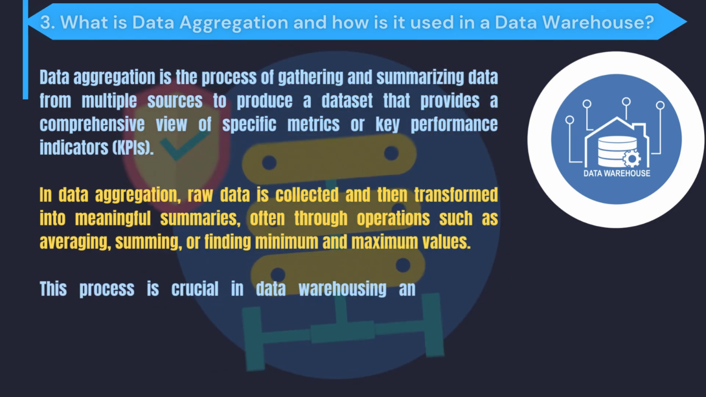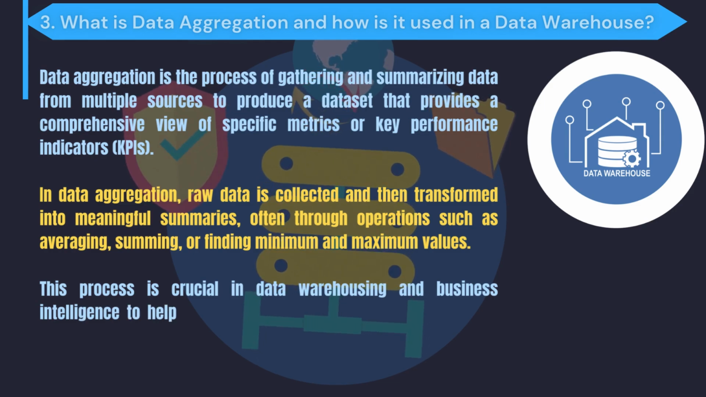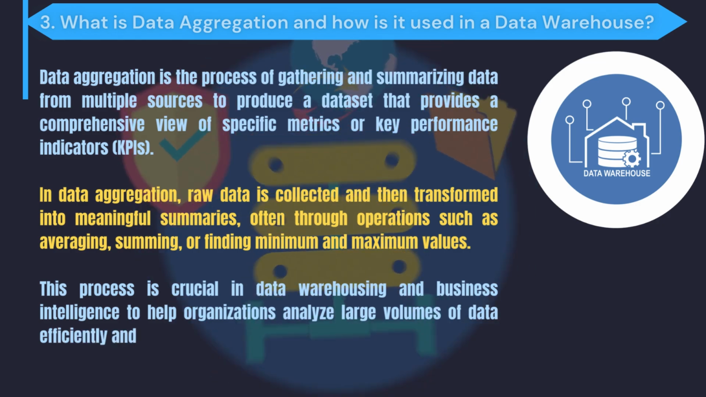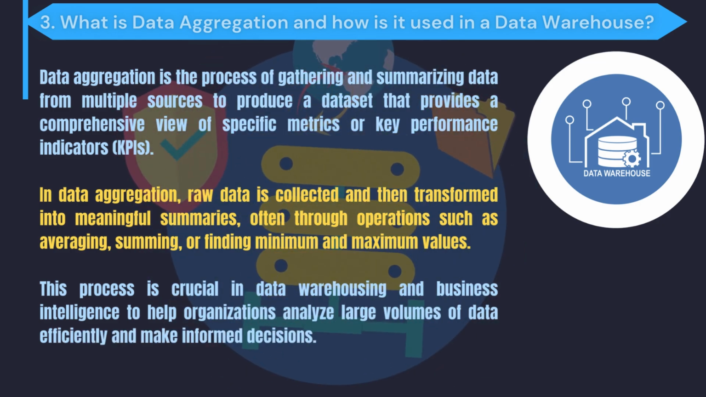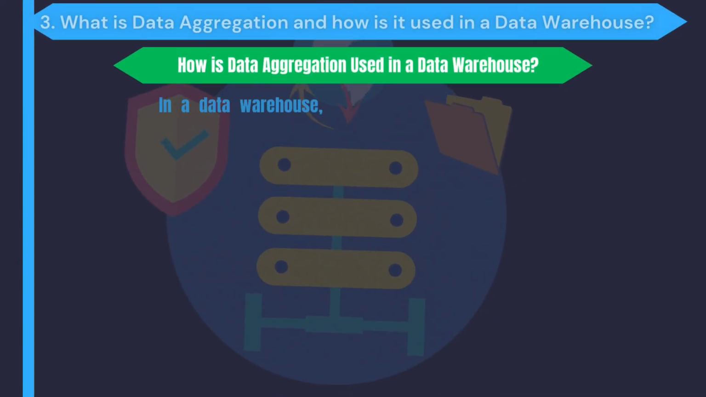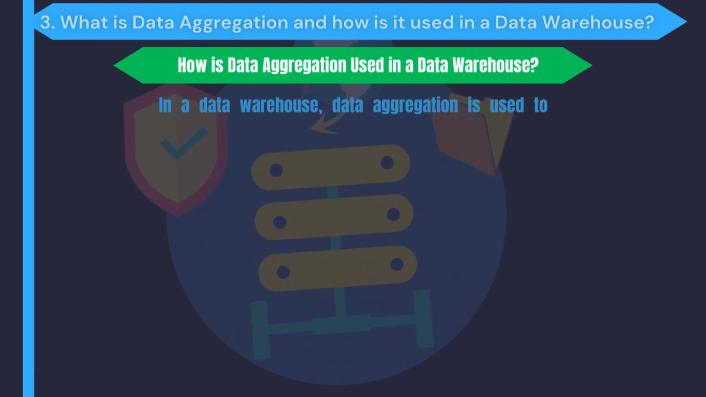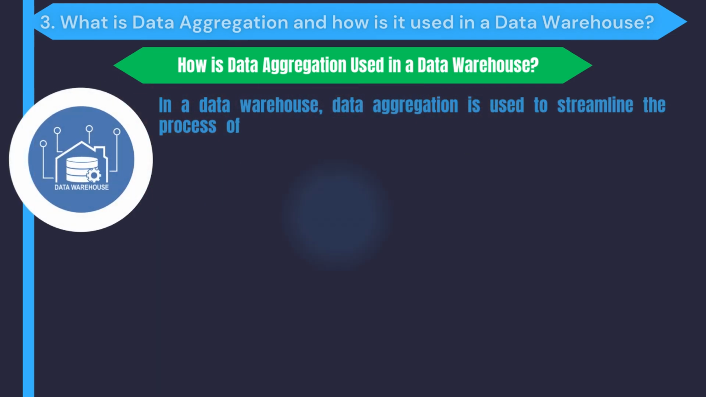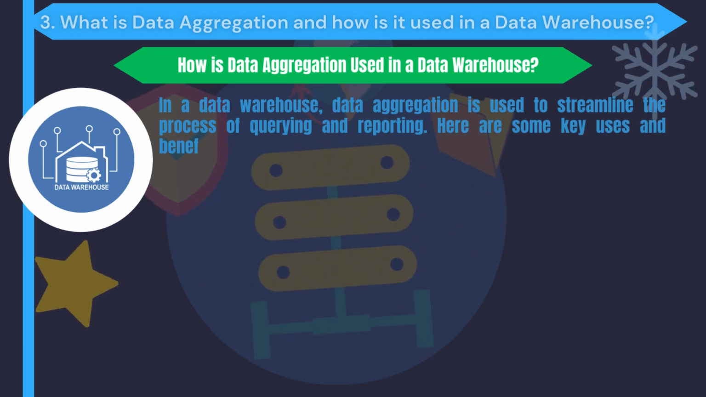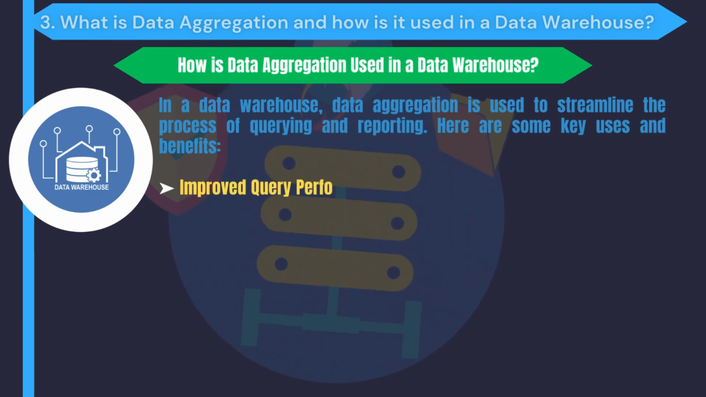This process is crucial in data warehousing and business intelligence to help organizations analyze large volumes of data efficiently and make informed decisions. How is data aggregation used in a data warehouse? In a data warehouse, data aggregation is used to streamline the process of querying and reporting. Here are some key uses and benefits.